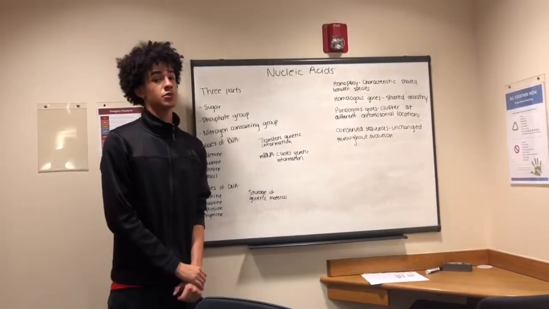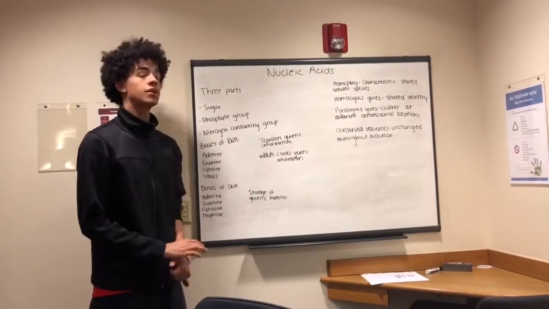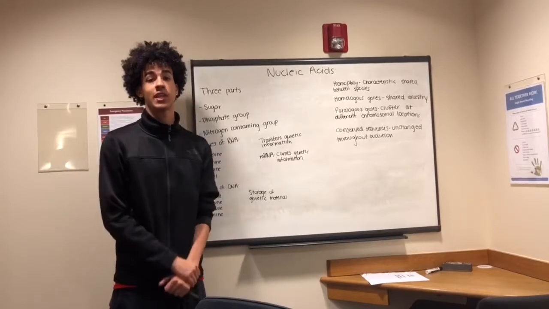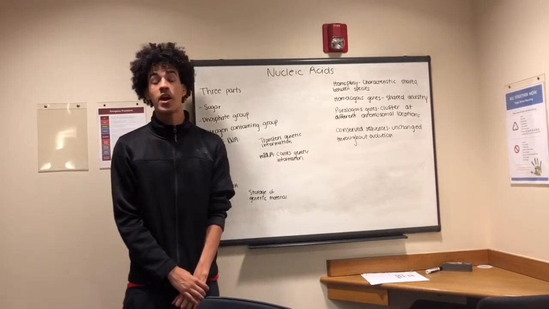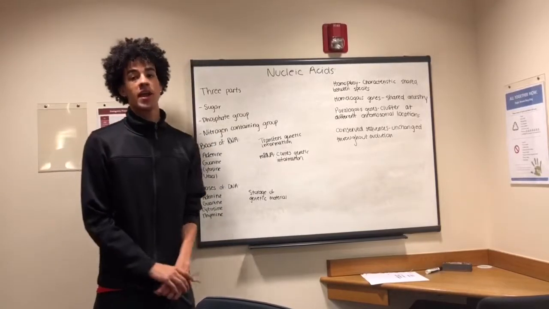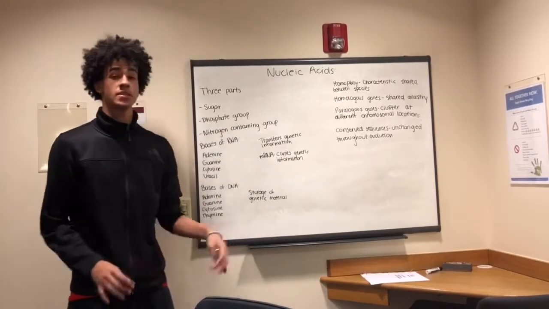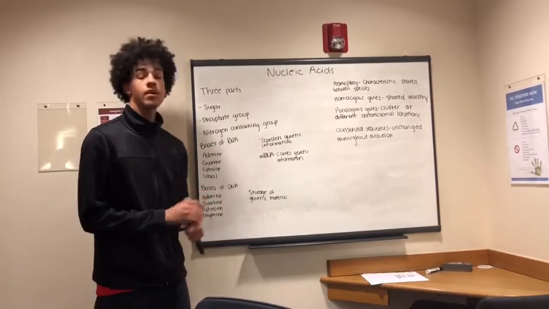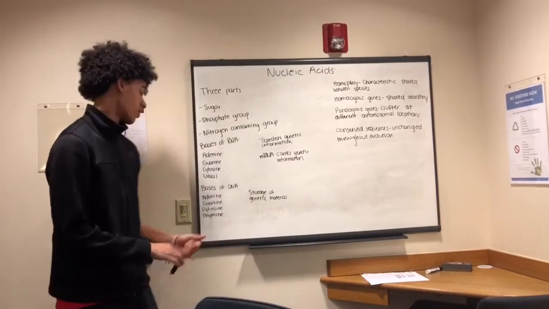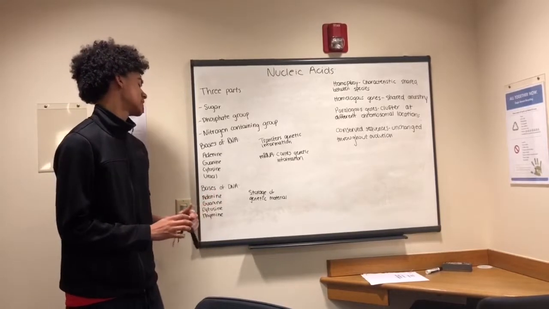A nucleic acid has three parts: a sugar, a phosphate group, and a nitrogen-containing group. The two most prominent nucleic acids are RNA and DNA. Both RNA and DNA have four bases. The bases of RNA are adenine, guanine, cytosine, and uracil. And the four bases of DNA are adenine, guanine, cytosine, and thymine.